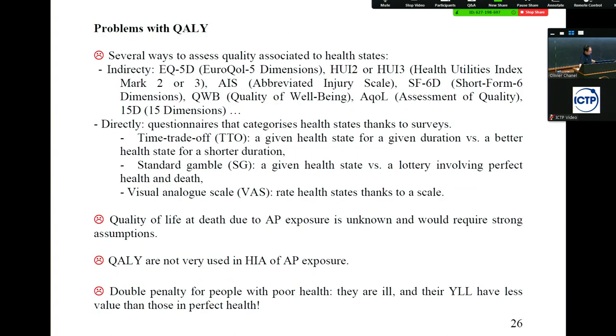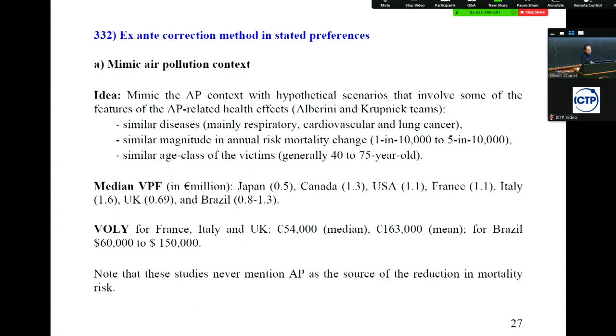Just keep in mind the last one. It is considered that you have a double penalty for people with poor health. They are ill, so they are in bad health, but in addition, their years of life lost have less value than those in perfect health. And then when you decide which is the best public health policy, their years of life lost are going to be less taken into account in the analysis because they are in bad health, and it's quite unfair. I consider it's quite unfair.